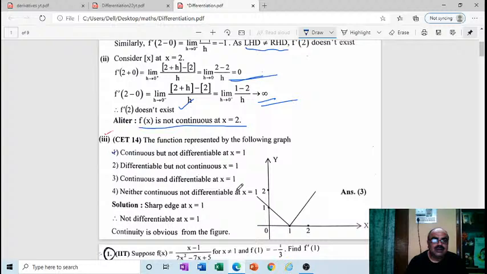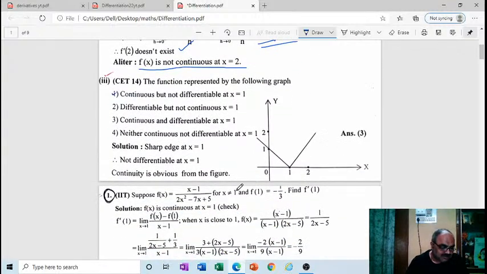Now, I'll give you one more equation. Now, this problem you need to discuss by using the graph. Look at the graph for a while. The function is represented by the following graph. On the y-axis, it cuts the y-axis at 1 and it touches the x-axis at 1.